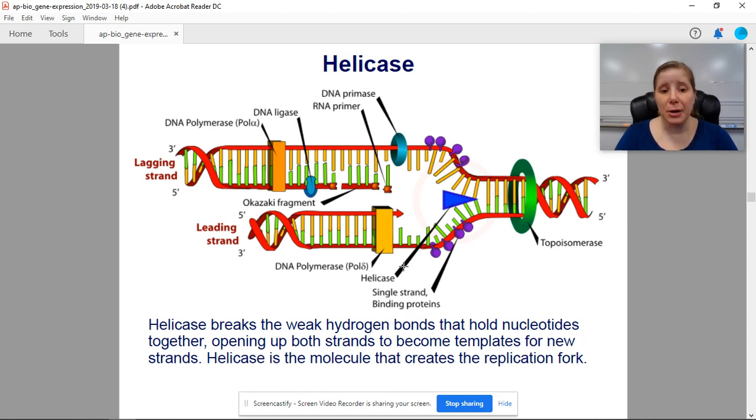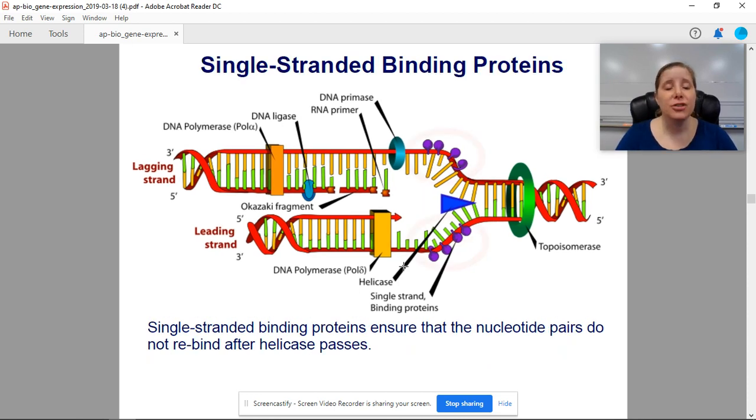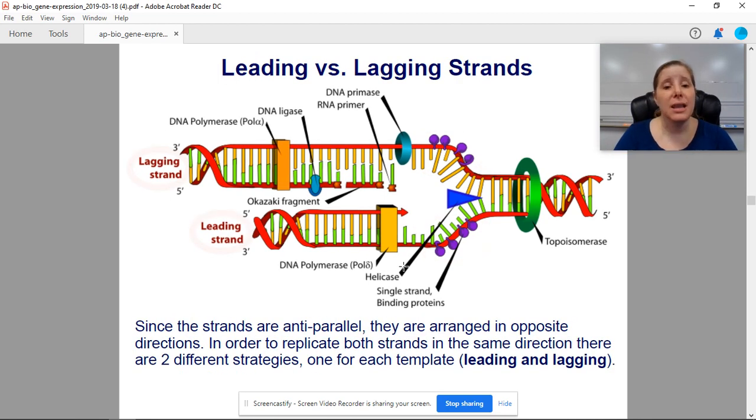Helicase is the unzipper. It breaks open the weak hydrogen bonds that hold the strands together, opening both sides so they can become the new templates. The single-stranded binding proteins, or SSBPs, are little binding proteins that help the strands not come back together after the helicase. Leading versus lagging strand.